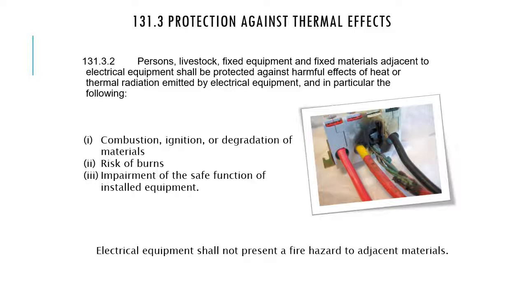So persons, livestock, fixed equipment, and fixed materials adjacent to electrical equipment also need to be protected against any harmful effects of heat. Electricity can cause burning, it can cause high temperatures, combustion, ignition, even just degradation of materials. There is the risk of burns. So all electrical equipment shall be designed and installed so that it doesn't present a fire hazard to any adjacent materials.